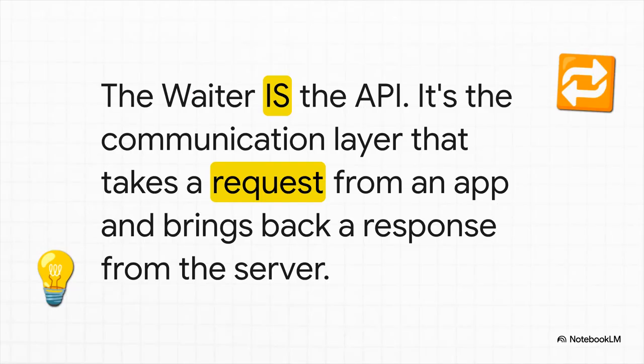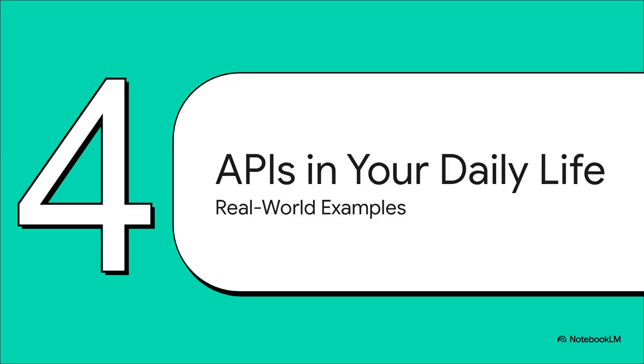Yep, that's the big takeaway. The waiter is the API. It's not the kitchen itself, and it's not you, the customer. It's that critical communication layer that sits right in the middle, just taking requests and bringing back answers. So now that you know about this waiter, you're going to start seeing them everywhere. Seriously, let's look at some places you probably ran into an API just today.